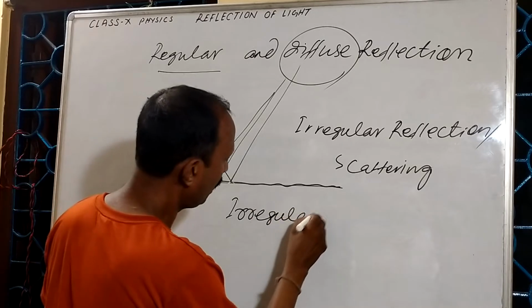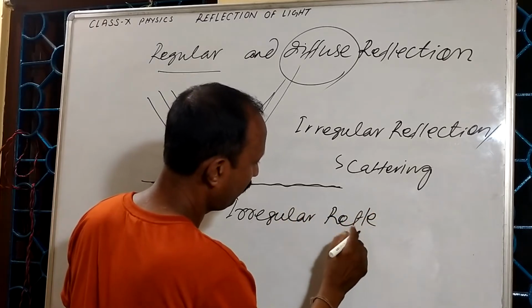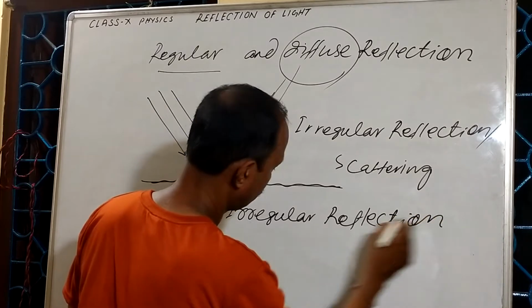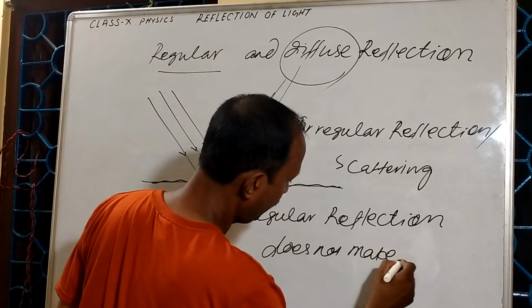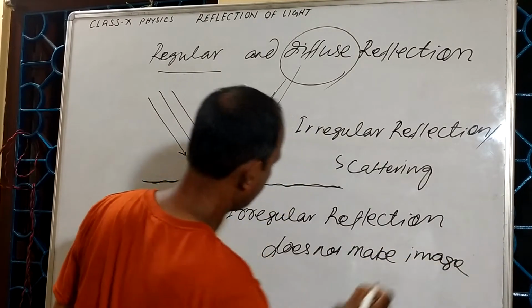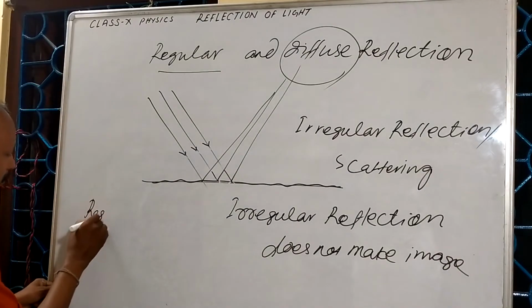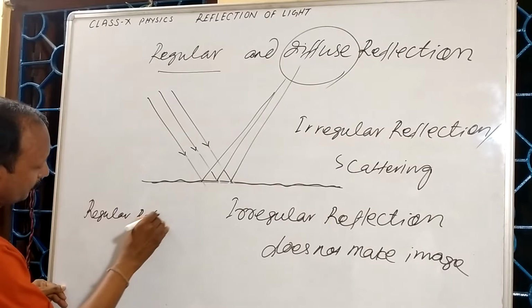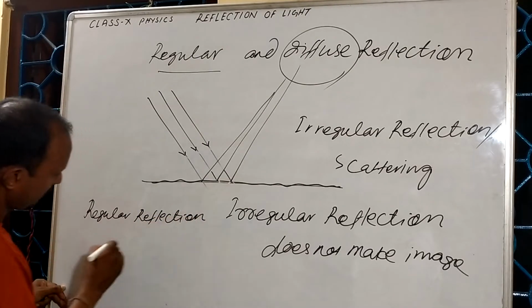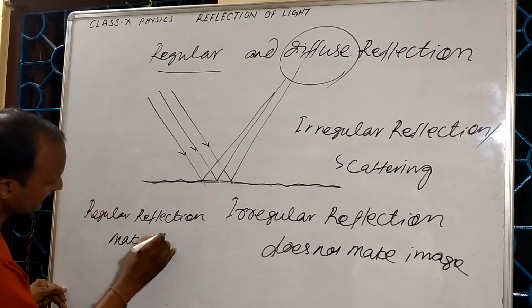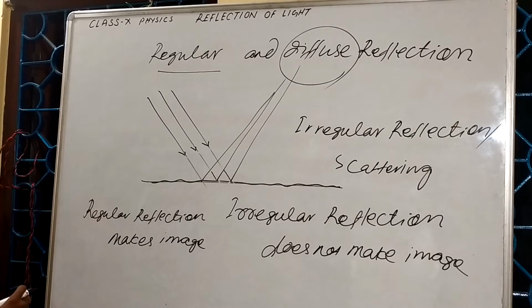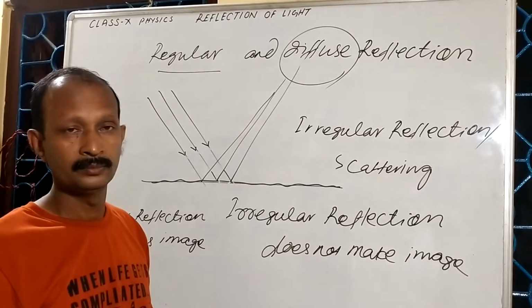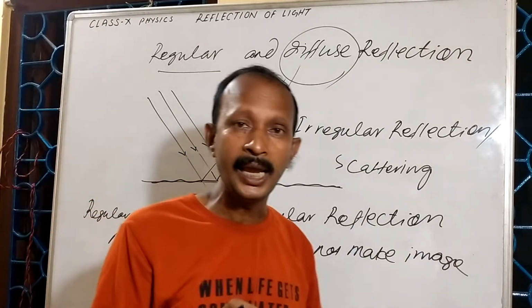So irregular reflection does not make an image, but regular reflection makes an image. Regular reflection makes image, but irregular reflection does not make any image.